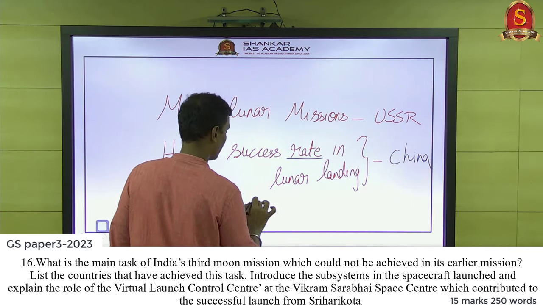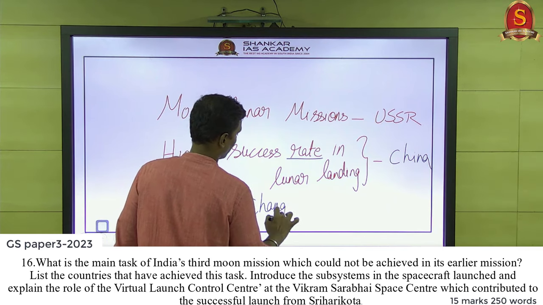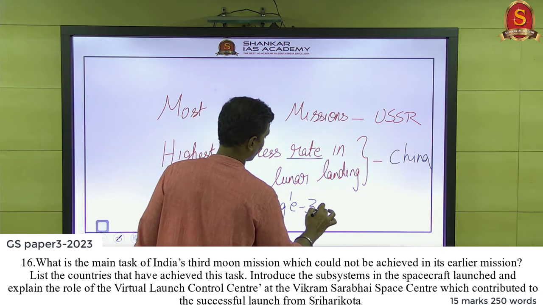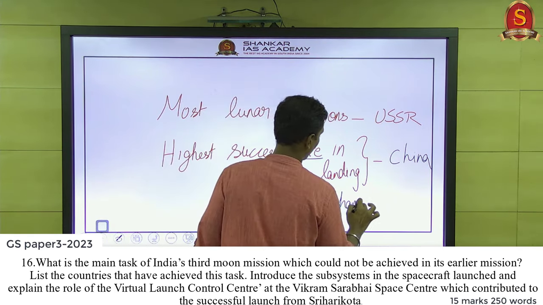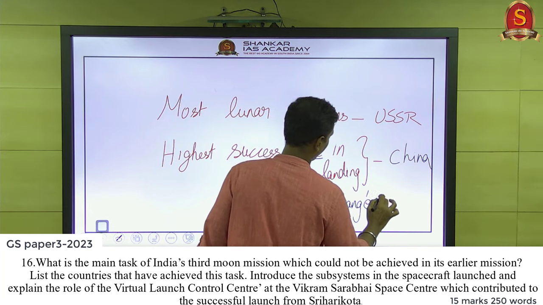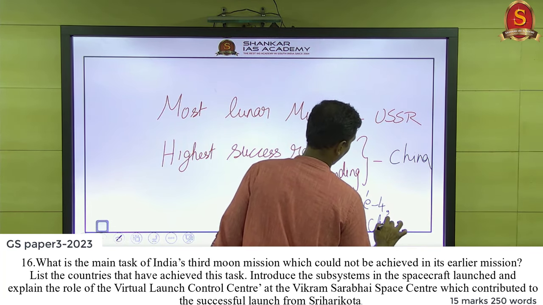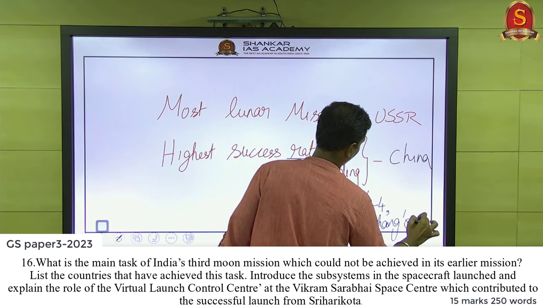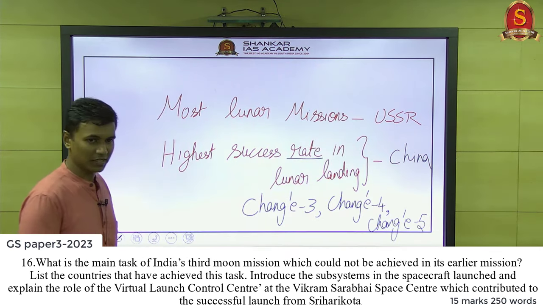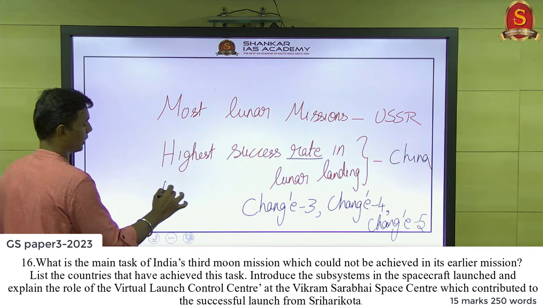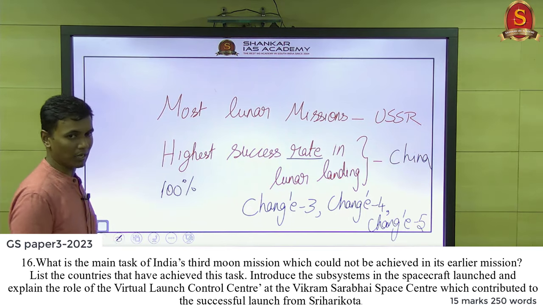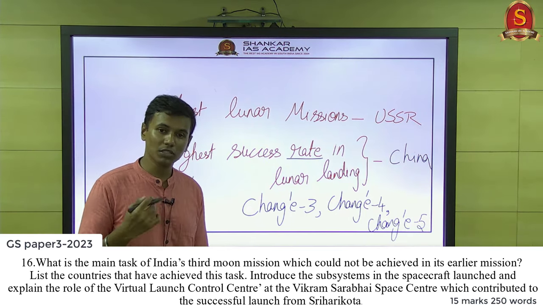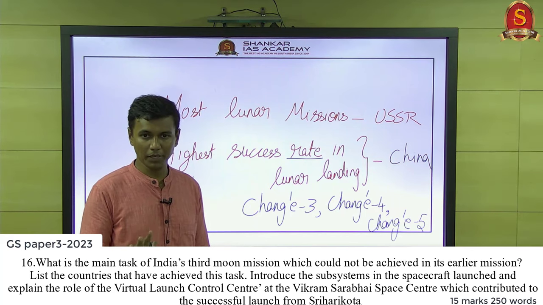China has sent three missions, that is Chang'e 3, Chang'e 4, and Chang'e 5. All three missions were successful. So, right now, China is boasting a 100% success rate in lunar landing. But when we talk about the most number of successful landings, that would be the USA.